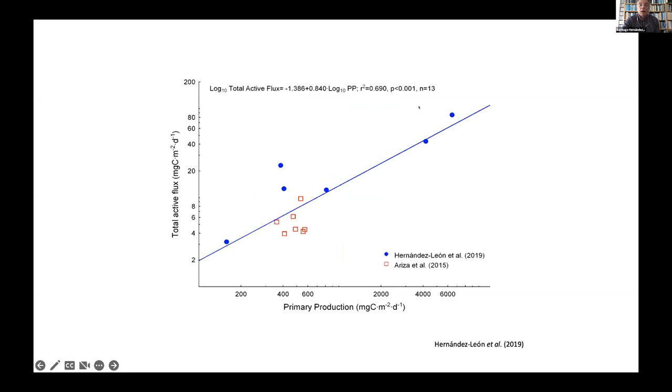So at high productivity, there is much more active flux, as we observed in all the transect. So the problem is that we have very few determinations of active flux by zooplankton and micronekton. So there is still a long way to go to fill in this regression.